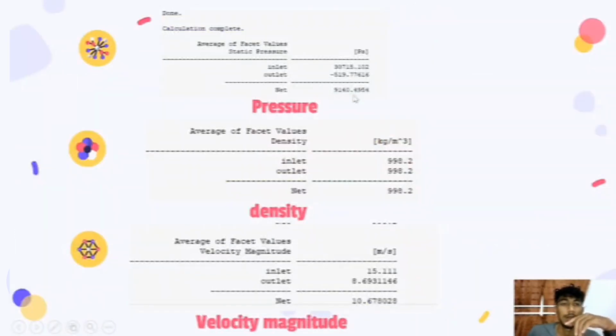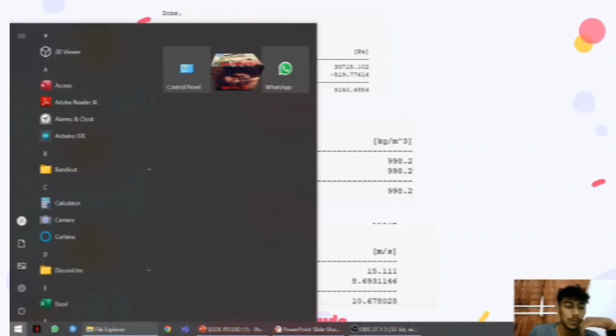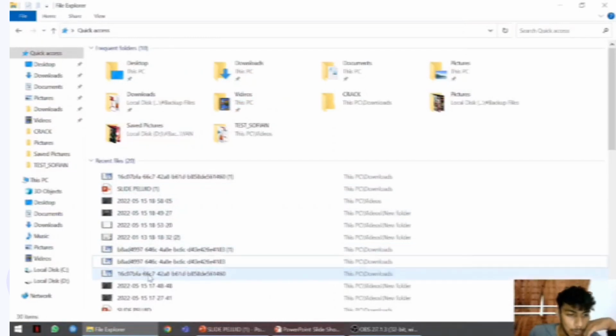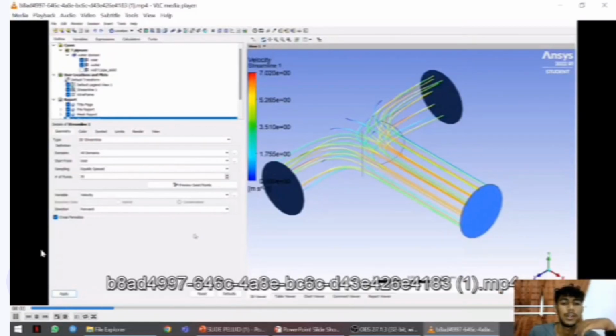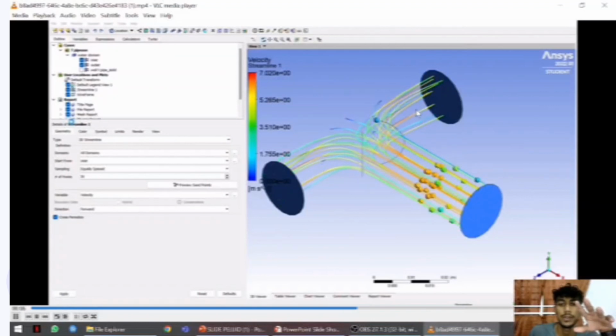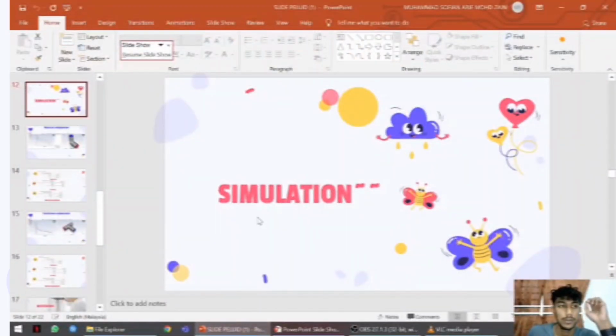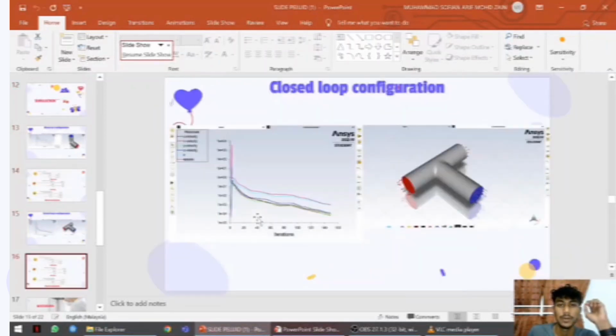Okay, this is the calculation that I get for pressure, density and velocity magnitude for the T-pipe. And this is the animation for the T-pipe. The two of this is the outlet and the one is inlet. So that's all from me. Thank you.